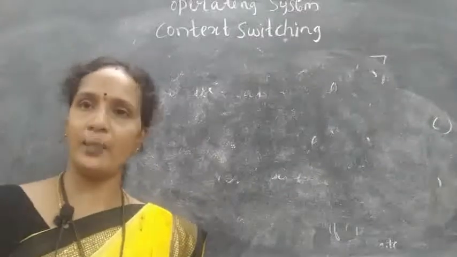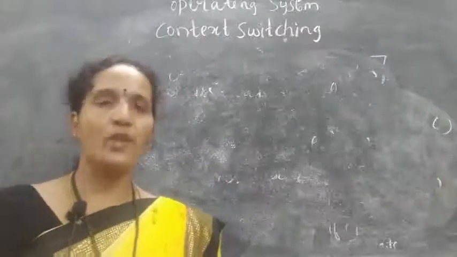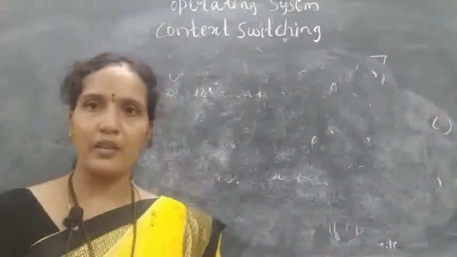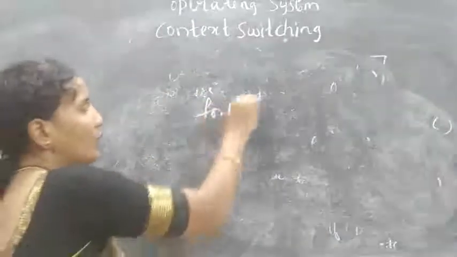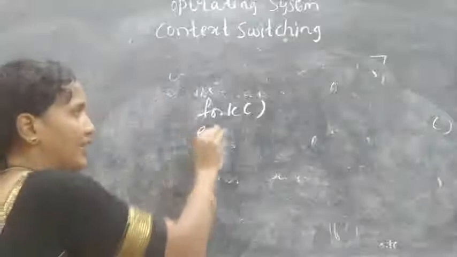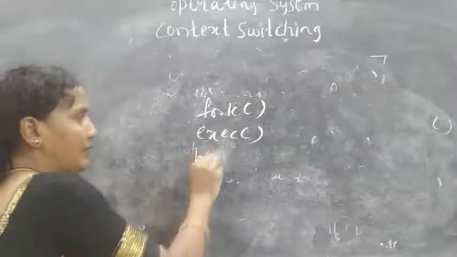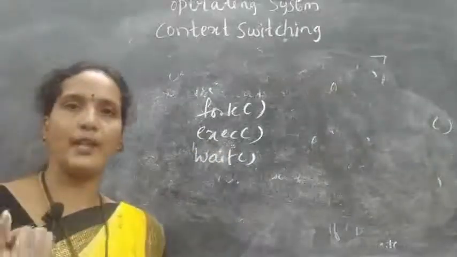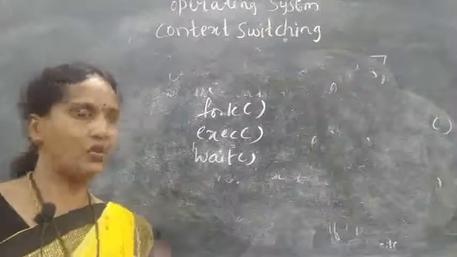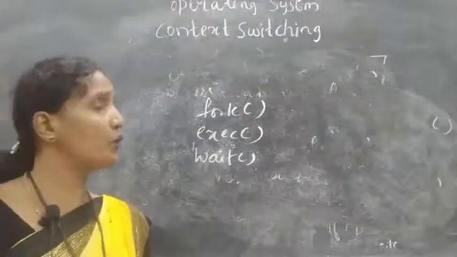To create a process, what system call are we using? The fork system call. To execute the process, which system call? EXEC. Fork, to create. EXEC, to execute the process. And wait. When the parent process is waiting for a child process to complete its execution, then there is the wait system call. I hope you all understood.